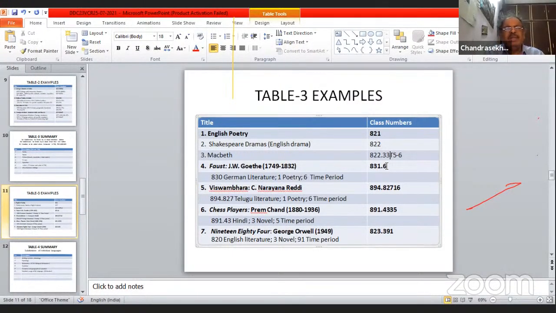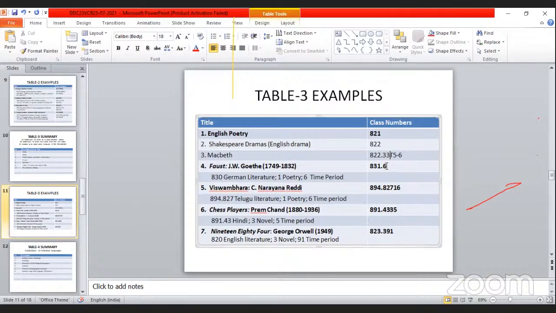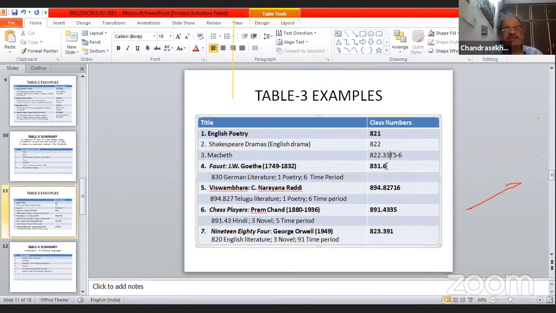Then the next step is the time period, in which period they lived. That is given in the next digit. The time periods are available for the individual literatures of a particular language. They are given there in the schedules.